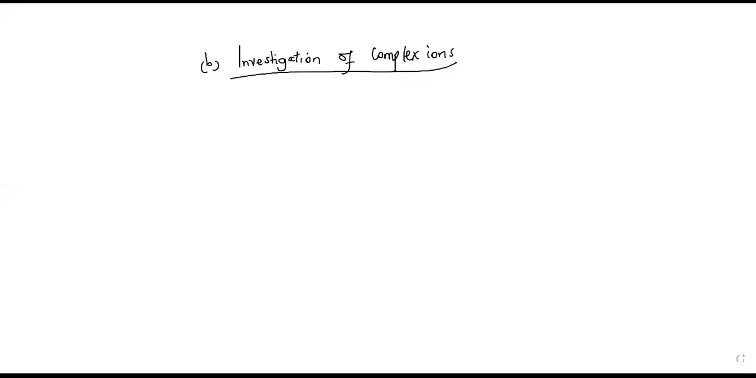Welcome. It's Mr. Hyper taking you through the second application of distribution law. And this time around, we are looking at investigation of complex ions.